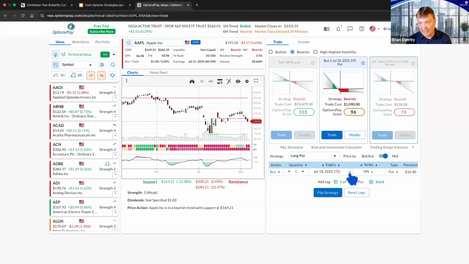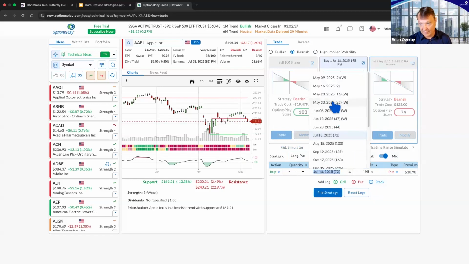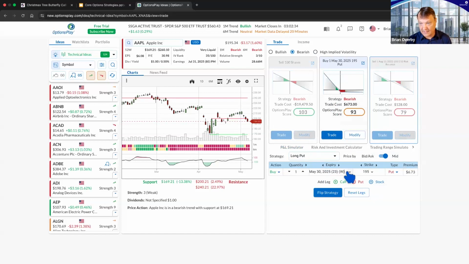And so if we stay with the 190 strike and we go out 30 days, we'll stick within the May 30th, we go out to the June, 30 days, we're going to add a put leg here, keep the midpoint, we're going to be trading off the midpoint, 190.